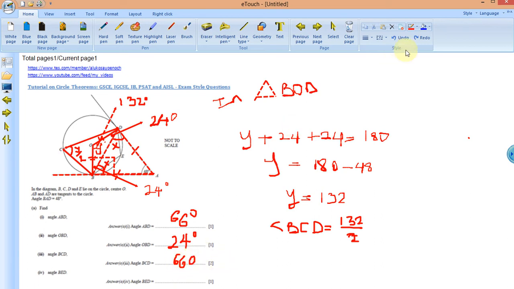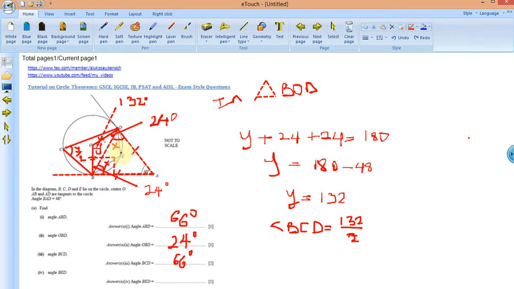Oh, why am I writing degree like that, guys? Like 660, guys. Okay. So the last question now. What angle bed? Guys, bed. I'm feeling sleepy, guys. Why bed? Why not pillow, guys?